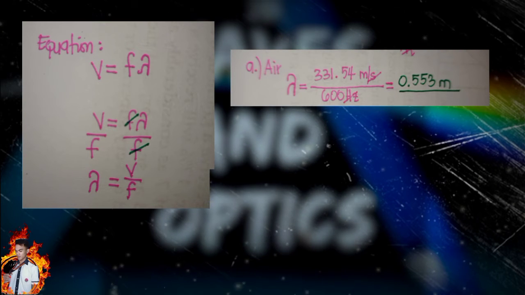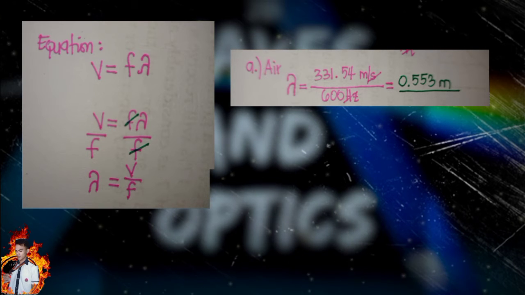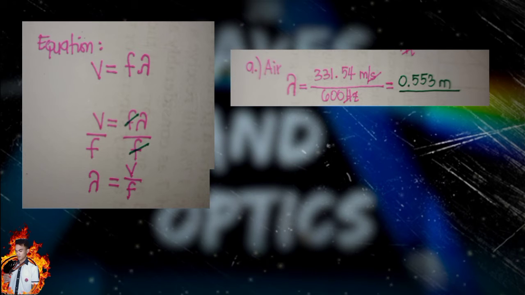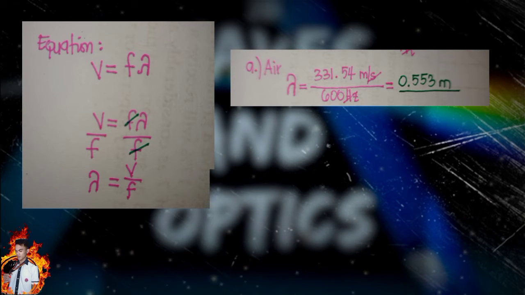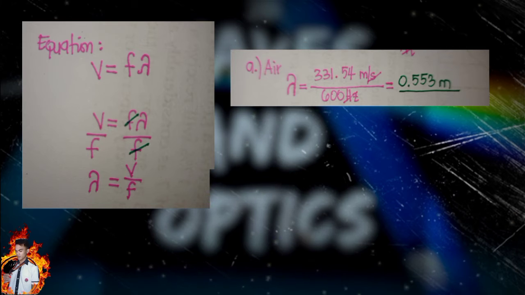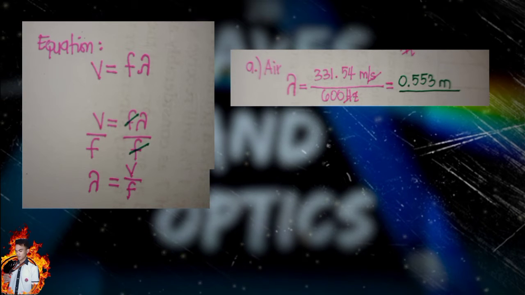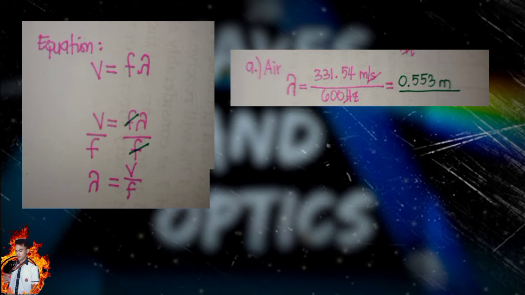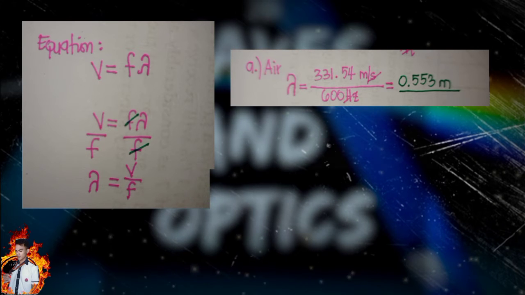Substitute all the given value. We have the velocity of 331.54 meter per second and a frequency of 600 Hz. 331.54 meter per second divided by 600 Hz is equal to 0.553 meter. We have now the wavelength of sound in the air.